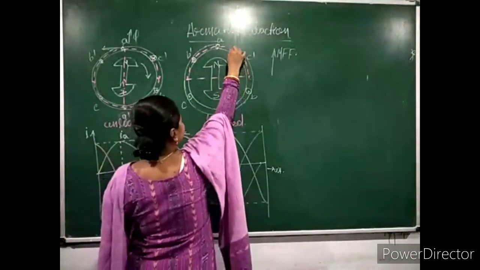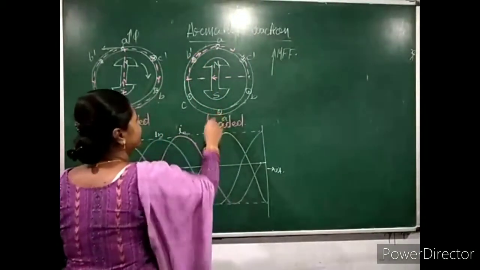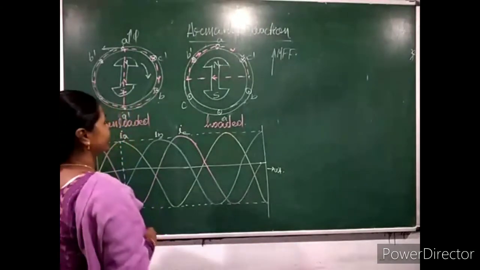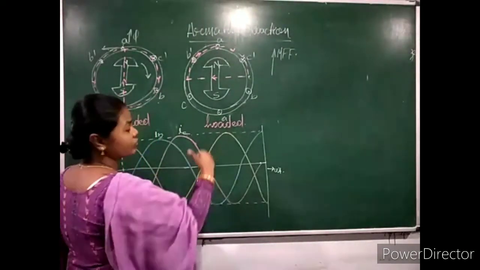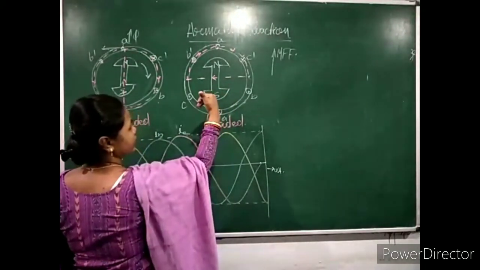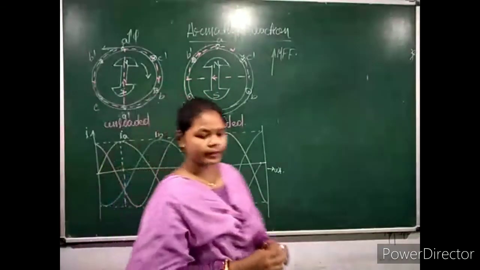It is clockwise. And for outward direction of current, it is anti-clockwise. Inward direction of current, sorry, outward direction of current, outward means anti-clockwise and inward means clockwise, okay.